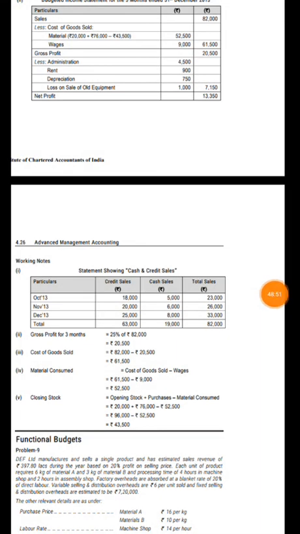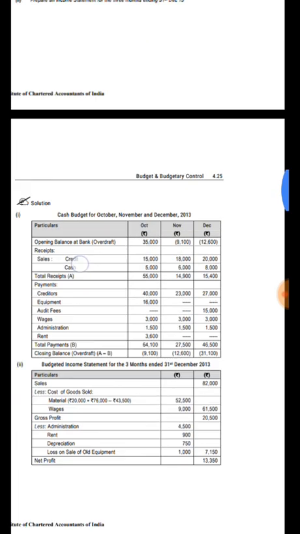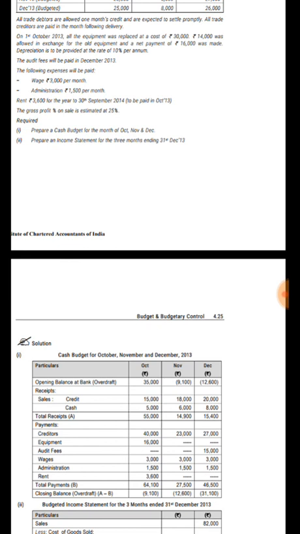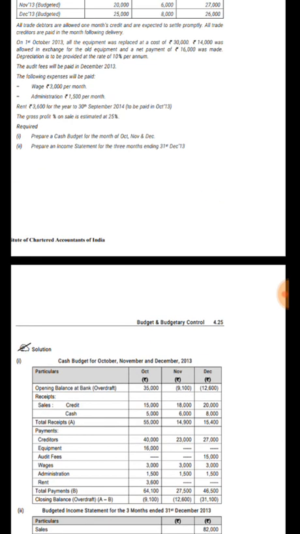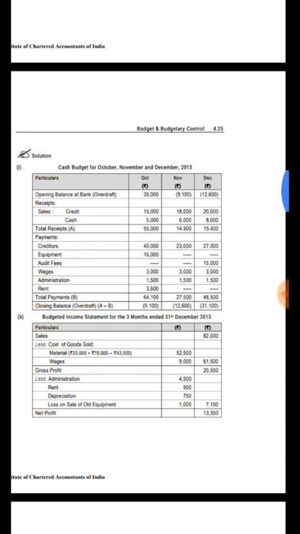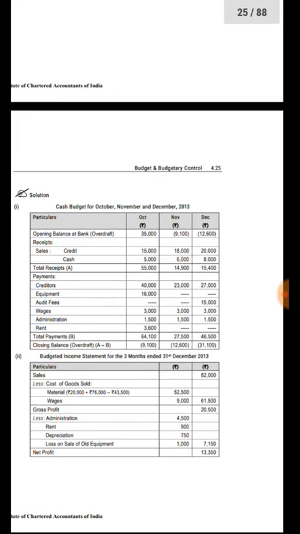So cost of goods sold is material 52,500, wages 9,000, total 61,500. So sales minus cost of goods sold, you will get gross profit 20,500. Then after that you have to reduce other expenses. See, admin is there 1,500, so 1,500 into 3, 4,500. Then rent 3,600 for the year. That is given for the year, but we have to take for the 3 months only. So 3,600 divided by 12, that is coming 300. So for 3 months, 300 into 3, 900.